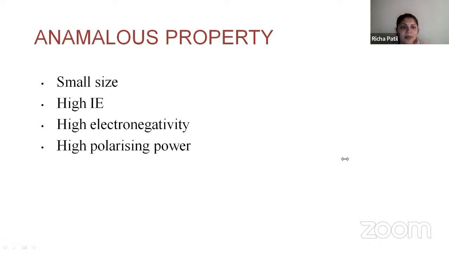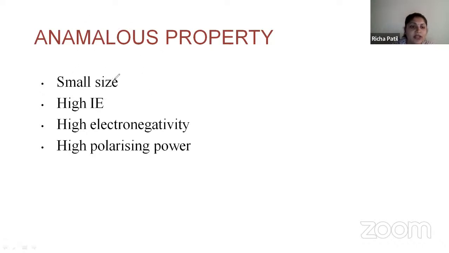Now why does it show different properties or anomalous behavior? It is due to the following reasons: the small size, high ionization enthalpy, as you know the first element has high ionization enthalpy, high electronegativity value, and high polarizing power. What do you mean by polarizing power? Charge to radius ratio.